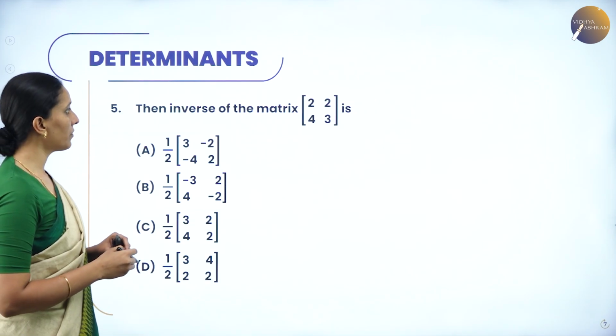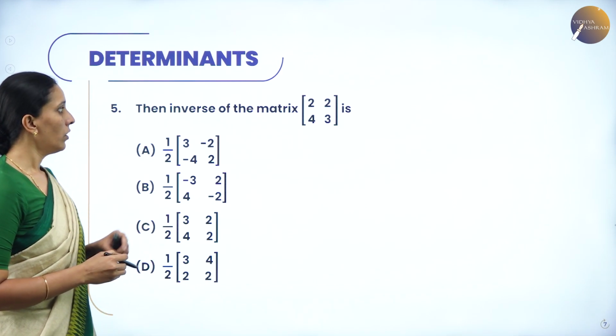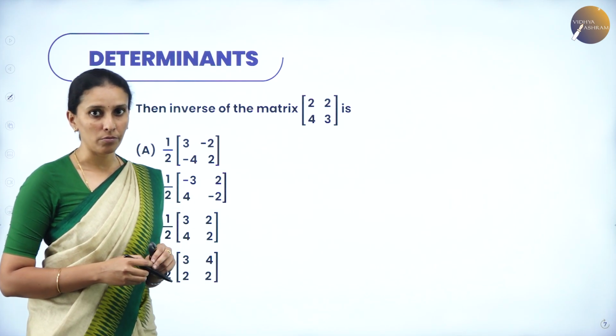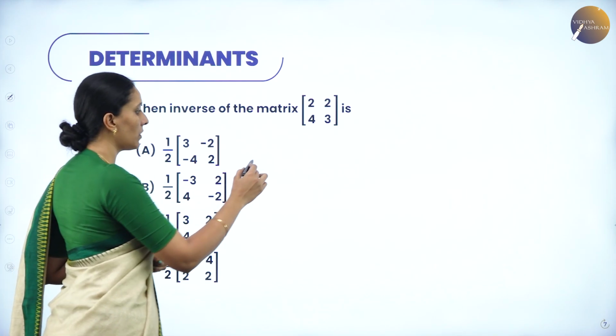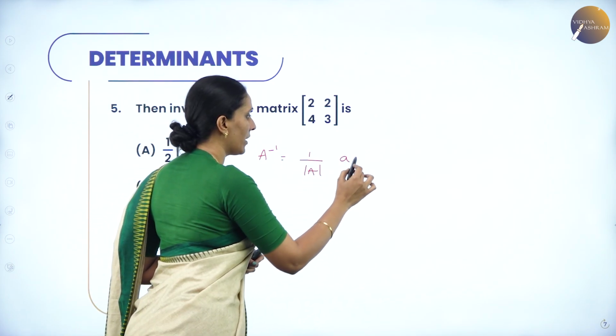Next we have the inverse of the matrix 2, 2; 4, 3 is. So here they have given a 2 cross 2 matrix. We know that the inverse of the matrix is given by 1 over determinant A into adjoint A.